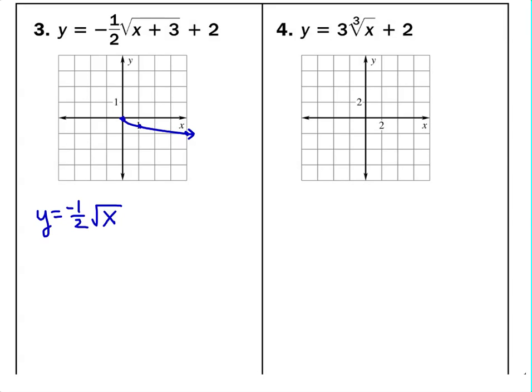And then because of this plus 3 inside the square root for the one we actually want, that means it's going to go left 3. And because of the plus 2 outside the square root, it's going to go up 2. So I'm going to take the points from before and move them left 3 and up 2. And draw that same square root graph shape. And those are meant to be exactly the same shape, just in different spots. I think we need to talk about the domain and the range as well.